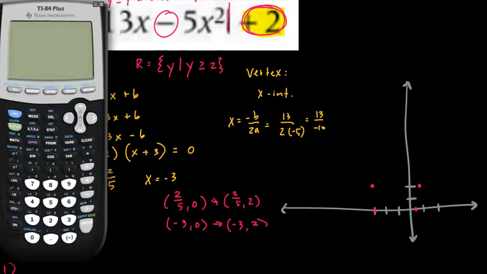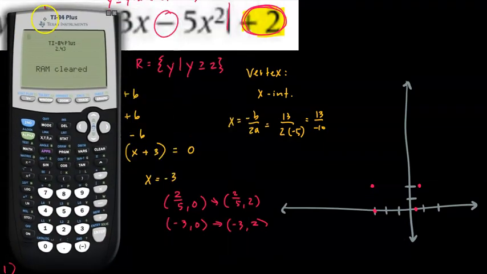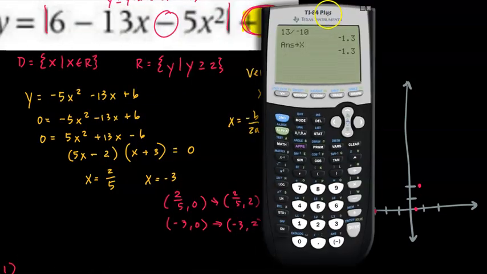Sorry. 13 divided by -10. So that's going to be that, and I'm going to store this as x. And then I'm going to put it into my function.